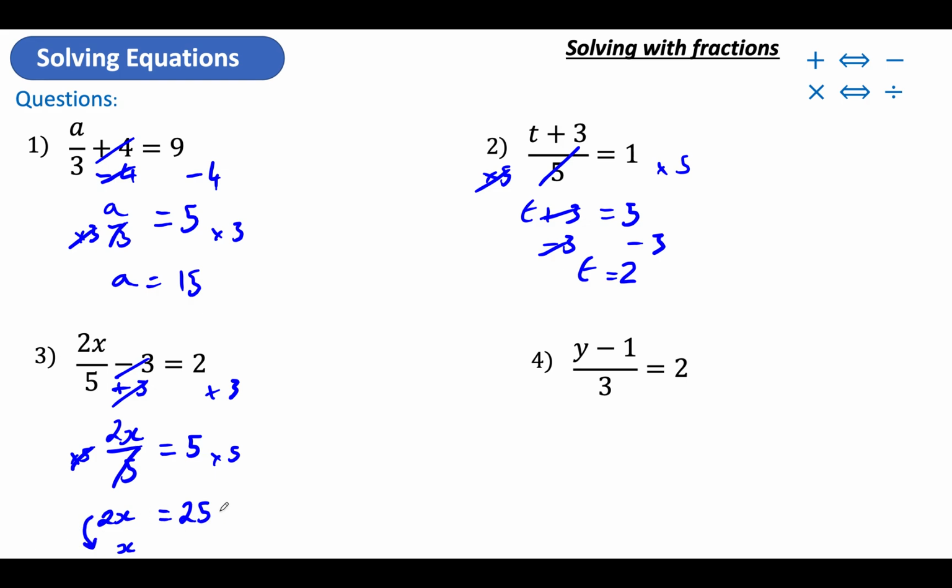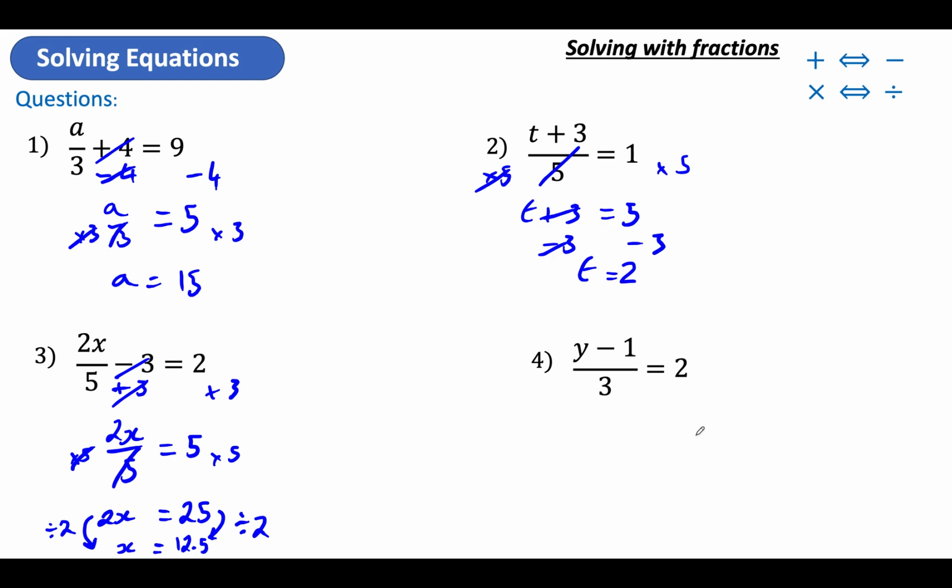But remember, I don't want 2x, I just want x. So we divide by that number touching the letter. So we're going to halve it. I don't want 2x, I just want one of them. And that should be 12.5.